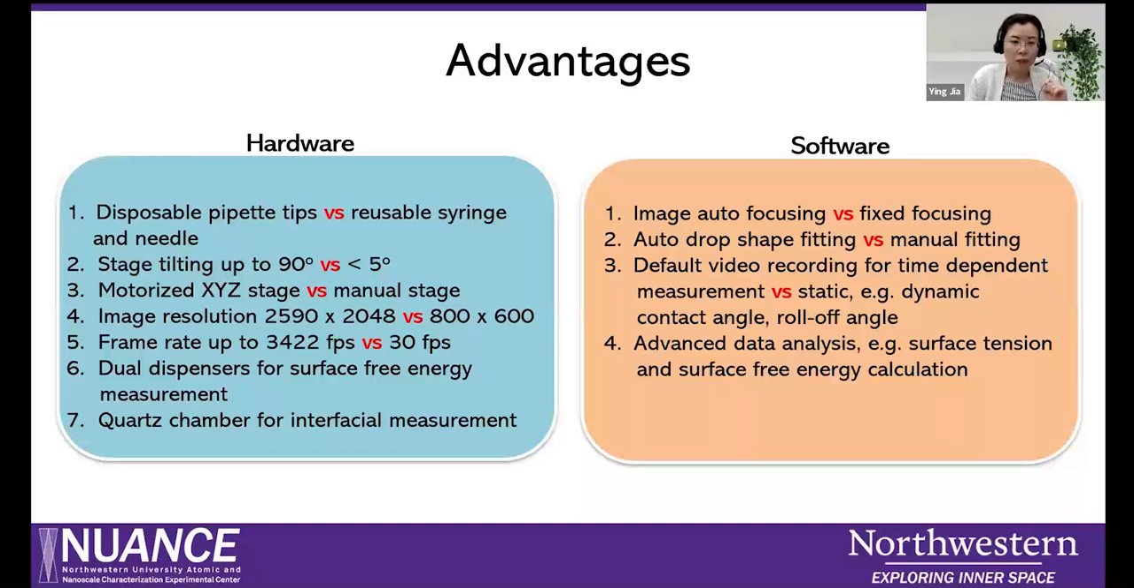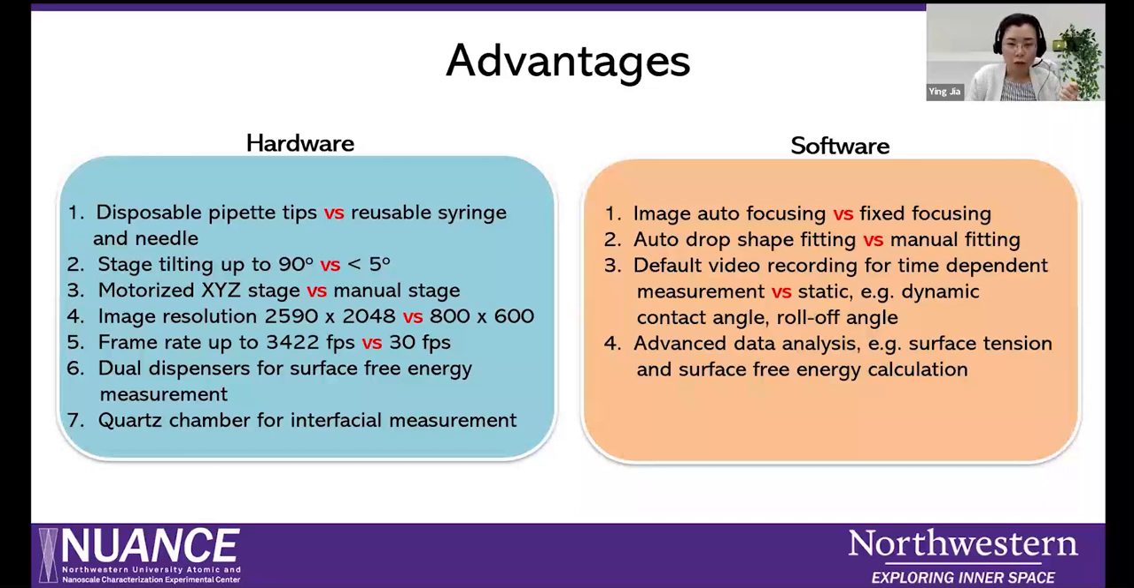And a very big difference for the stage is the tilting. Before it was only very limited tilting, used for leveling the surface. Now we can have tilting up to 90 degrees in both directions. We also include a motorized XYZ stage, so you don't have to manually turn the knob to move the sample, and this system does everything, moving the stage for you automatically.